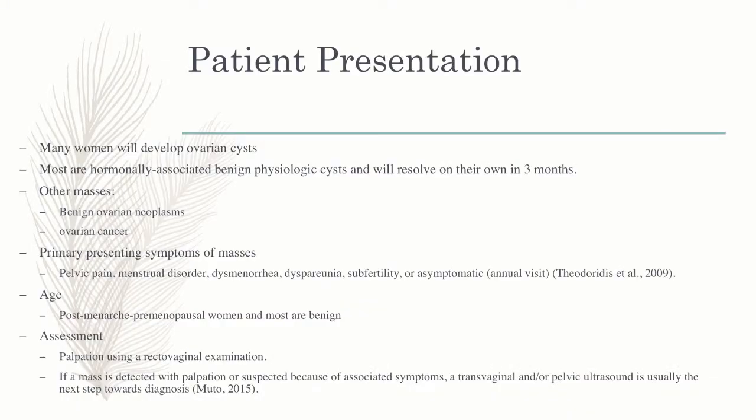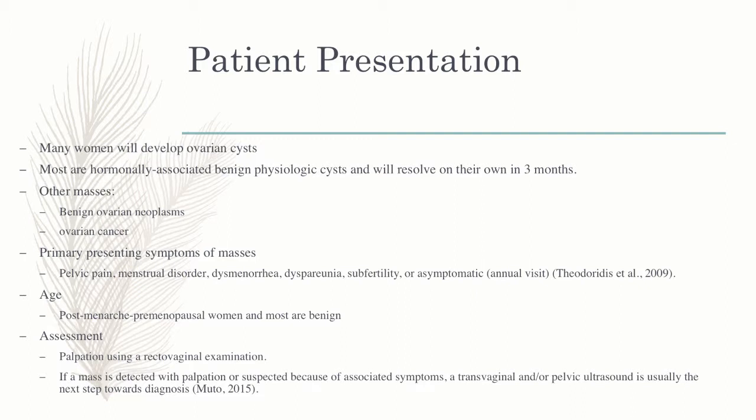Many women will develop ovarian cysts. In fact, many women have them and never know that they have them, and they never bother them, and they just go away. Most are hormonally associated, and they are benign physiologic cysts that will resolve on their own in 3 months. But there could be other masses, such as a benign ovarian neoplasm. They can get pretty large, or ovarian cancer. The primary presenting symptoms of these masses may be pelvic pain, menstrual disorder, dysmenorrhea, dyspareunia, subfertility, or the woman just could be asymptomatic and they could find a mass during an annual exam.